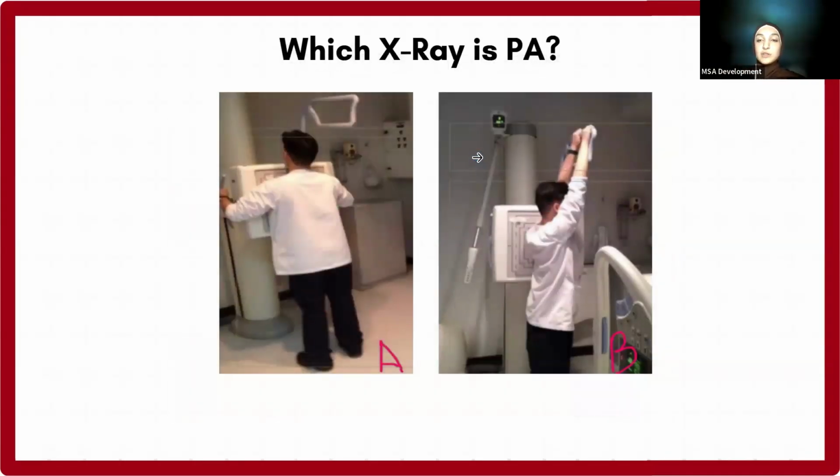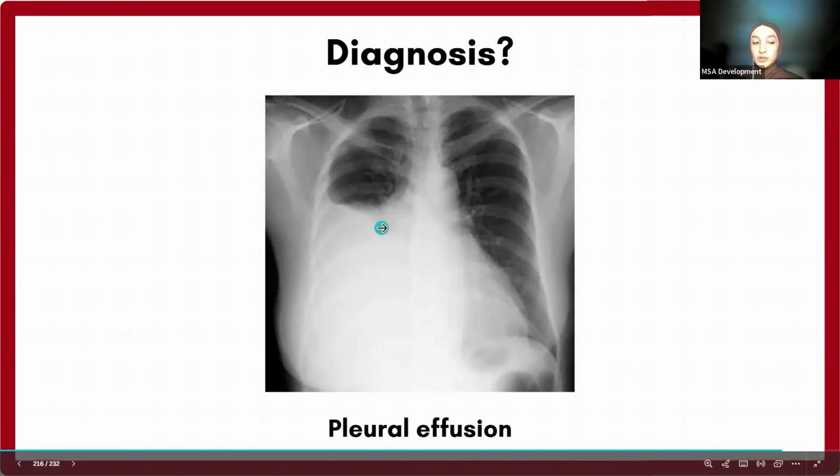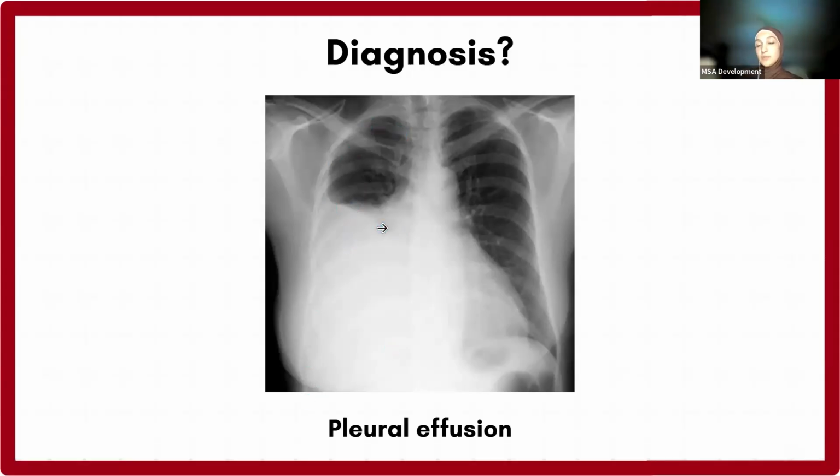So, which X-ray is PA? Very easy. Posterior anterior is A. Diagnosis for this chest X-ray, pleural effusion. Why is it pleural effusion? Because fluid does not show on X-ray. And if there is any darkness, it's usually air. You can't see any air over here, no darkness. That means pleural effusion. There is fluid in the lungs.